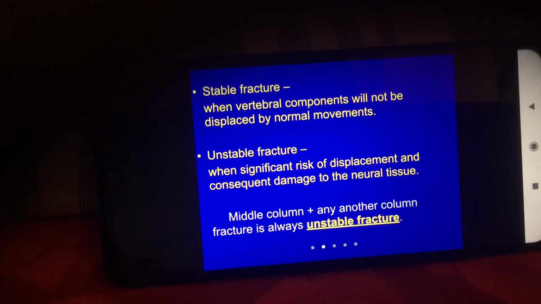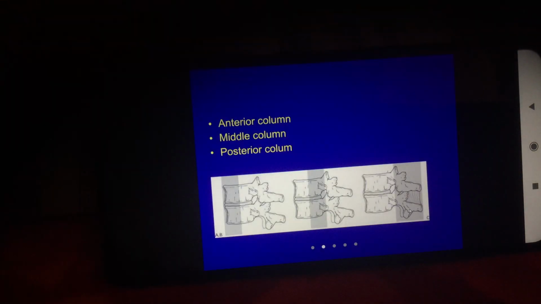So unstable fractures should be treated surgically. We have to fix the spine. Stable fractures can be treated conservatively. We don't need to; the patient will not be needing any surgeries. And mostly the formula is, we have divided the spinal column into three columns: anterior, middle and posterior column.